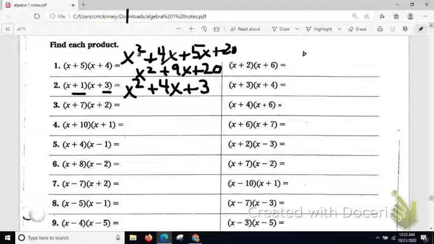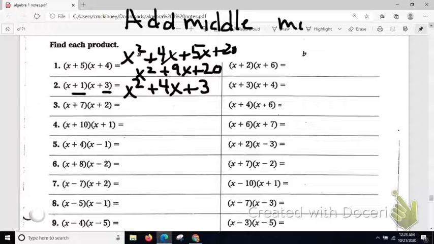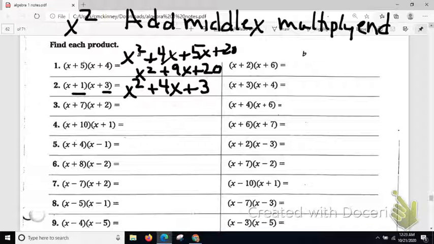All right, so we're going to add to get the middle and multiply to get the end. And the middle is always an x, and at the beginning there's always an x squared. Again, if it was a different variable, of course, change the variable.